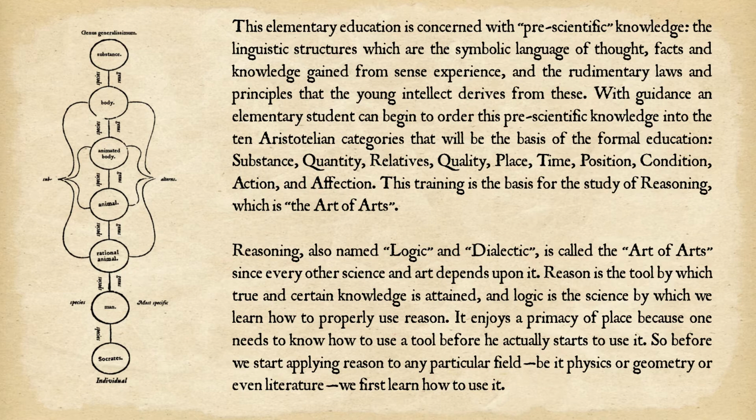This training is the basis for the study of reasoning, which is called the art of arts. Reasoning, also named logic and dialectic, is called the art of arts since every other science and art depends upon it. Reason is the tool by which true and certain knowledge is attained, and logic is the science by which we learn how to properly use reason. It enjoys a primacy of place, because one needs to know how to use a tool before he actually starts to use it. So before we start applying reason to any particular field, be it physics or geometry or even literature, we first learn how to use it.